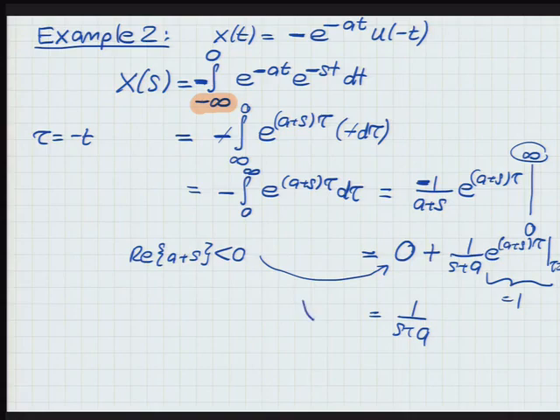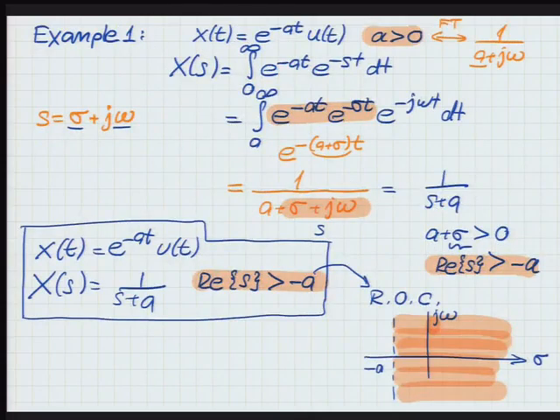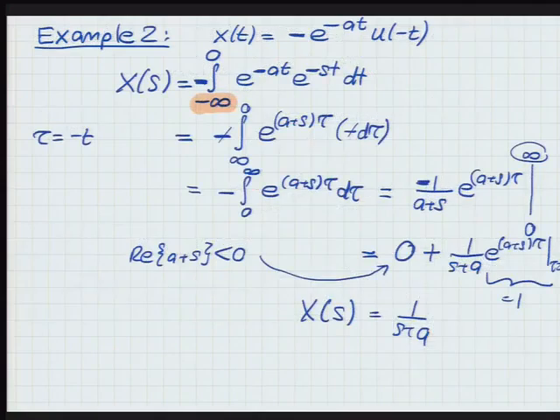So how come two very different signals are giving me the same result? How can I distinguish between those two if their Laplace transforms are the same? Any ideas? Region of convergence is what differentiates them, right? So in example 1, the region of convergence was this, right? Real part of s had to be bigger than negative a. In this example, the region of convergence is hidden here.